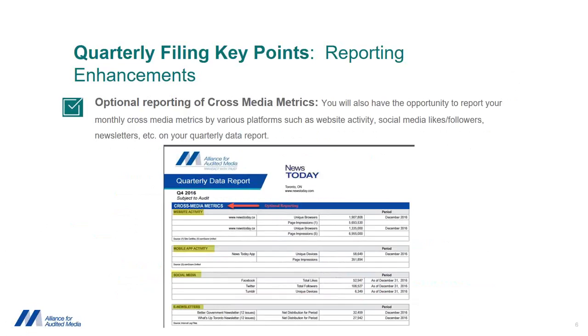because a lot of publications are more than just their main publication. They're affiliated publications, they have website activity, they have social activity. So why not report that on one report? It's a great way to be able to tell your full story, great way to use as a selling tool.